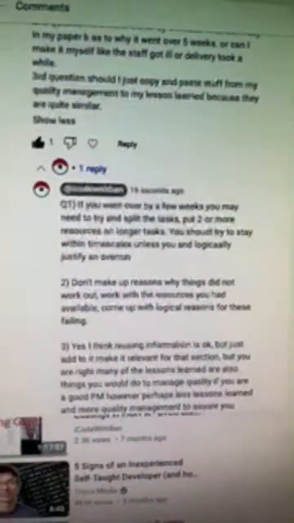Basically, I'm saying if you went over by a few weeks, 5 weeks, is that okay? It really depends how you justify it. Often they put things in where tasks do take a lot longer than they're meant to. So what you really should do is try to make it so that the tasks stay within the time frame as much as possible. You can double up on resources.